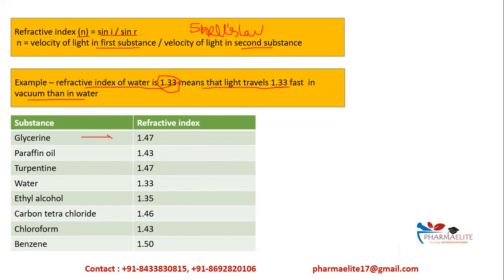Now glycerin refractive index is 1.47, paraffin oil it is 1.43, turpentine 1.47. So you can remember glycerin and turpentine दोनों का same. Then water 1.33, a very typical example. Ethyl alcohol 1.35, carbon tetrachloride 1.46, chloroform 1.33. Again you can see paraffin and chloroform both are 1.33 and benzene is 1.50.